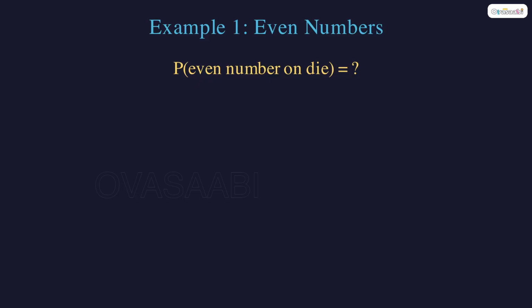Example 1. What's the probability of rolling an even number? The even numbers are 2, 4, and 6. That's 3 favorable outcomes.